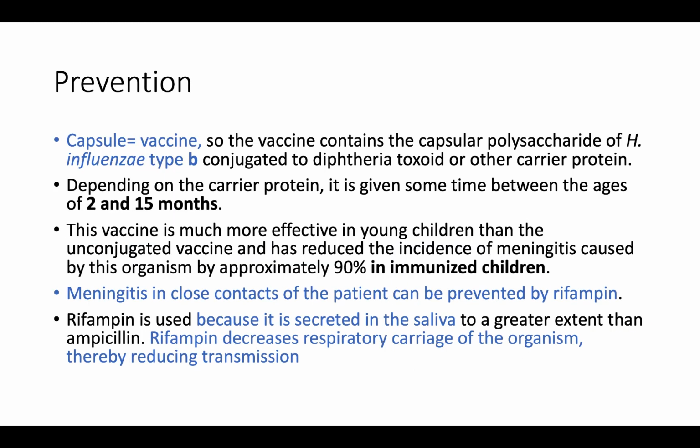Prevention and the vaccine. So we have a vaccine, usually against type B. Depending on the carrier protein, it is given sometime between the ages of 2 and 15 months. The vaccine is much more effective in young children than unconjugated vaccines. We talked about it in immunology. Meningitis in close contacts of the patient can be prevented by rifampin. We know this because of its high presence in the saliva. So we will cover the upper respiratory tract very nicely.